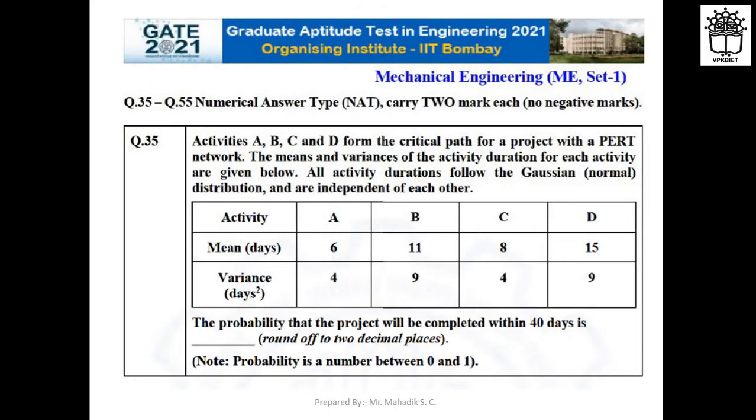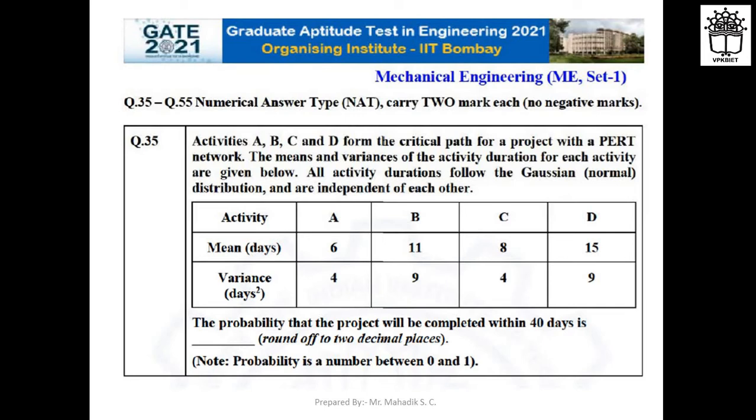Okay. So before starting project management or CPM PERT, let us see which types of questions may be asked in the GATE, right? In the previous papers, we'll just take an overview. If you see last year's paper, question number 35 is on a PERT problem, from the PERT technique. The question says activities A, B, C and D are on the critical path for a project with a PERT network. The means and variances of the activity durations are given below. All the activity durations follow the Gaussian distribution and are independent of each other.